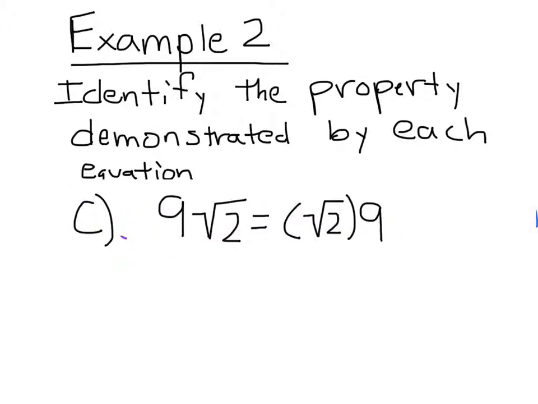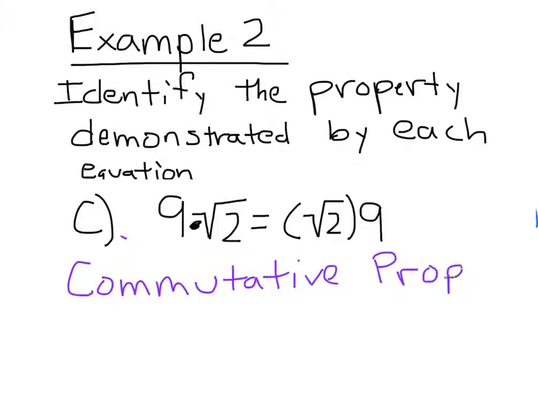Once again, we're trying to identify the property in these examples. So in example C, notice I really have 9 times the square root of 2. And over here on the right side, I have the square root of 2 times 9. So notice I changed the order I'm multiplying. So anytime I change the order, okay, it's going to be the commutative property. And once again, anytime we have the commutative or associative property, we're going to say of addition or of multiplication. So in this case, we're multiplying, so I have the commutative property of multiplication.